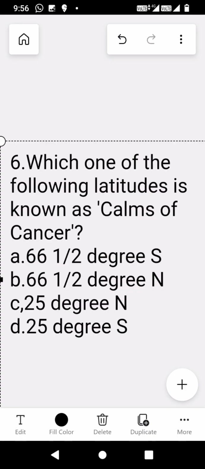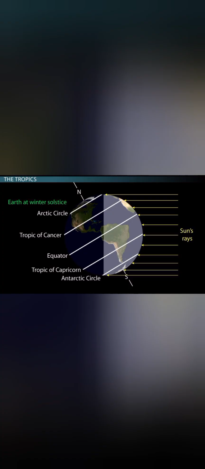The sixth question is, which one of the following latitudes is known as the Calms of Cancer? So the answer is 25 degrees north, which is in the northern hemisphere. In the southern hemisphere, 25.5 degrees south is called the Calms of Capricorn. This is a belt which has got clear skies and very light winds, and mostly the climatic conditions are very warm and sunny.